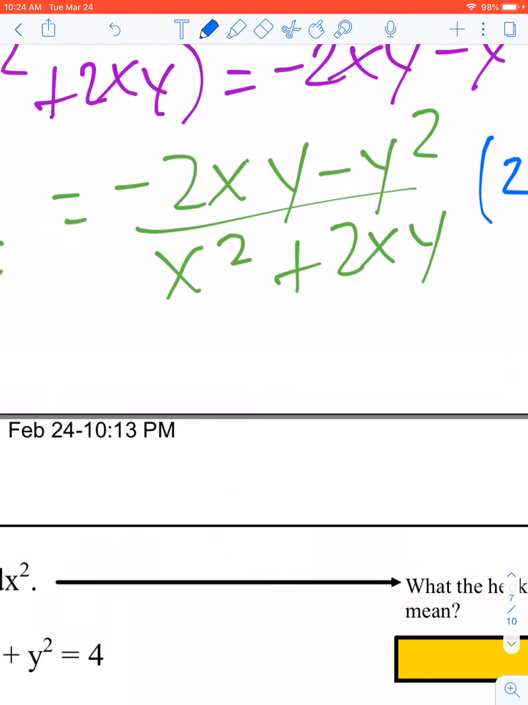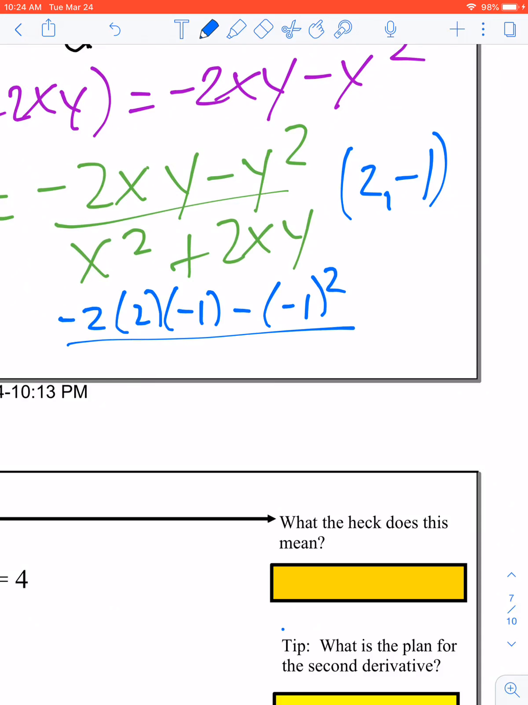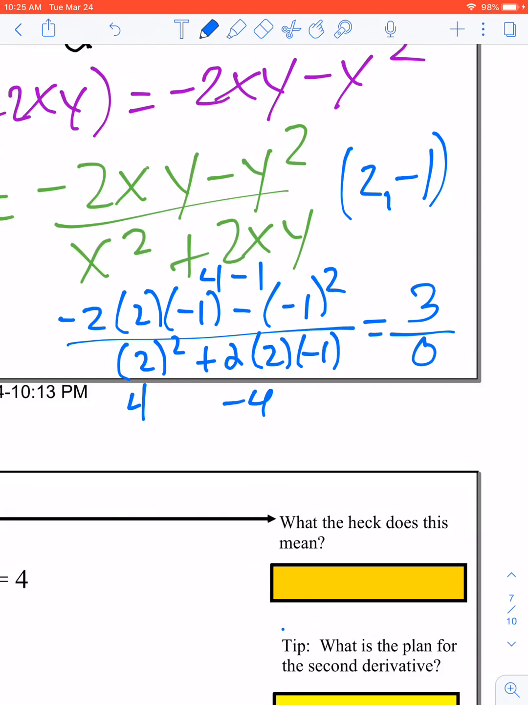All right, so that means I have to plug in some values. So at (2, -1), this means I would take -2 times 2 times -1 minus (-1) squared, all over 2 squared plus 2 times -1. Well, what I immediately notice is this is 4 and this is a -4, so I have 0 in the denominator. Up top, what is that going to give me? A 4 minus a 1, so I have 3.